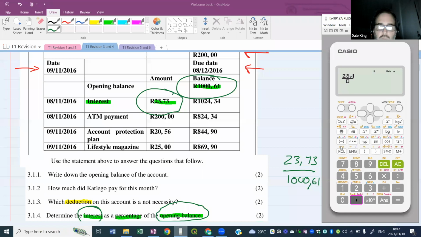So 23.73. Whoopsie. Whoopsie. Guys, this load shedding, I can barely see what's going on here. 23.73.